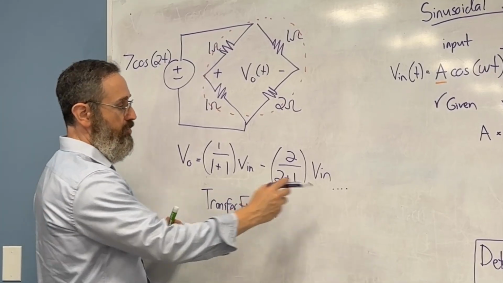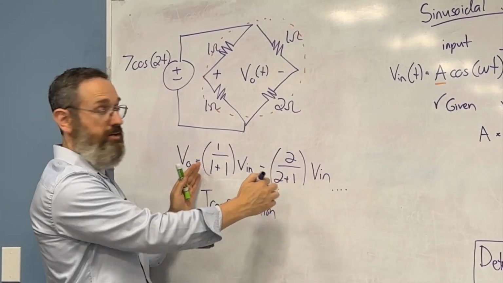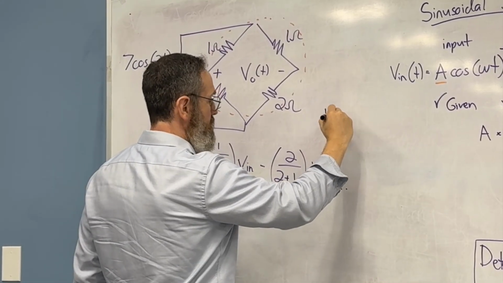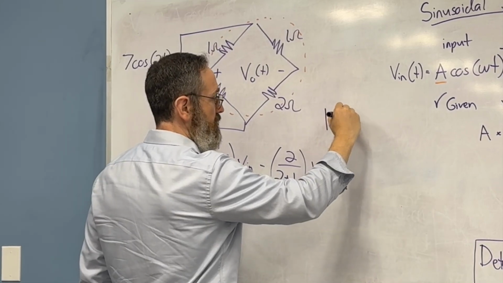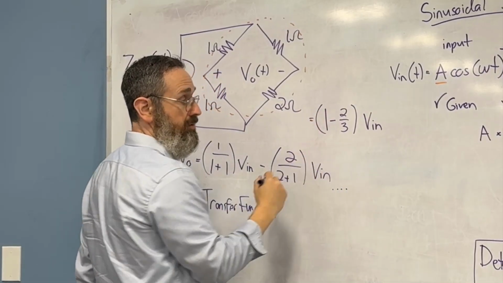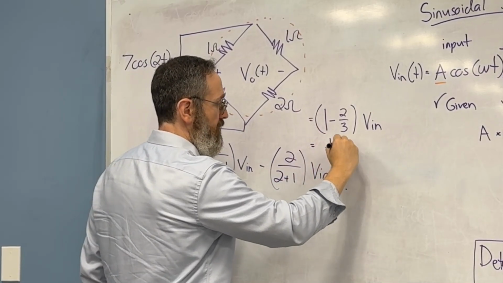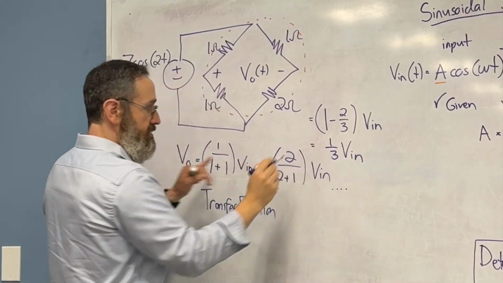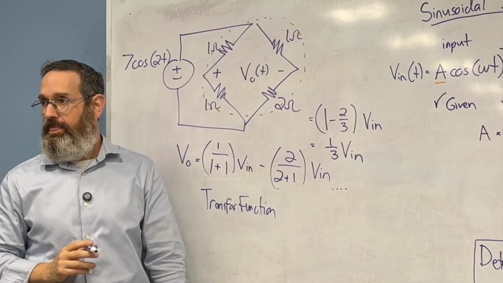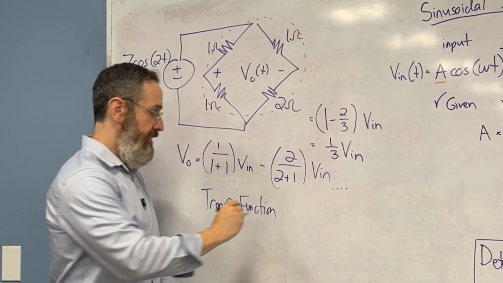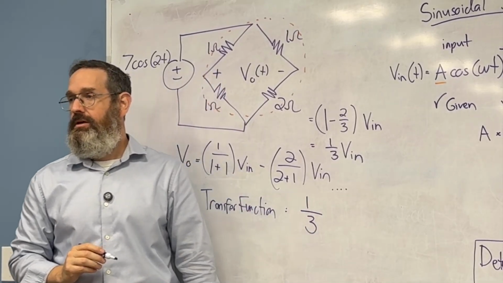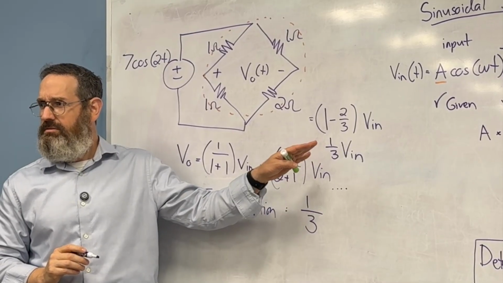Well, we can sort of combine these terms here. If you want to see it, we're going to get 1 minus 2/3 times V in, so 1/3 V in. V out is equal to 1/3 V in. What's the transfer function of this circuit? Just 1/3. Unless I made a mistake?